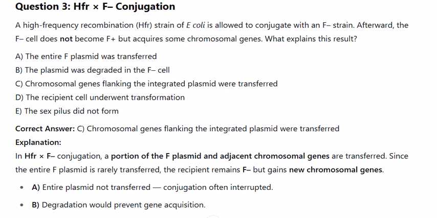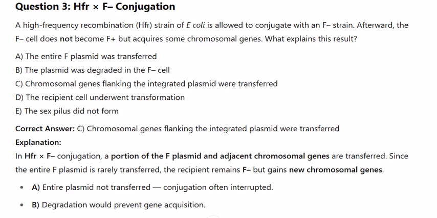C. Chromosomal genes flanking the integrated plasmid were transferred. D. The recipient cell underwent transformation. E. The sex pilus did not form. Correct answer C. Chromosomal genes flanking the integrated plasmid were transferred. Explanation. In HFR by F minus conjugation, a portion of the F plasmid and adjacent chromosomal genes are transferred. Since the entire F plasmid is rarely transferred, the recipient remains F minus but gains new chromosomal genes.